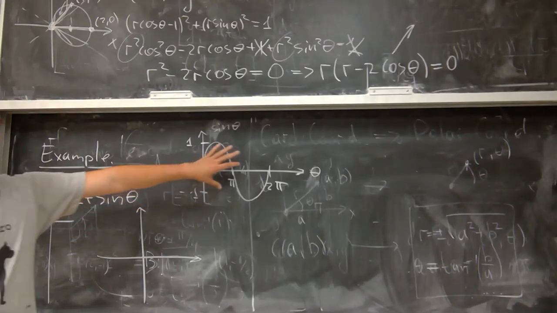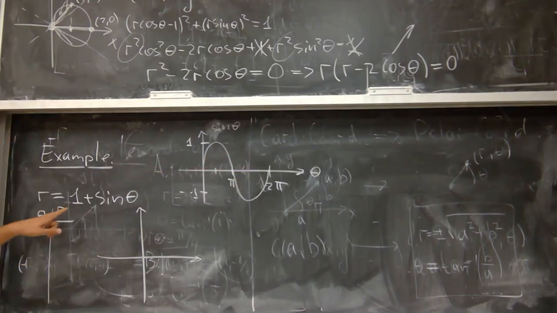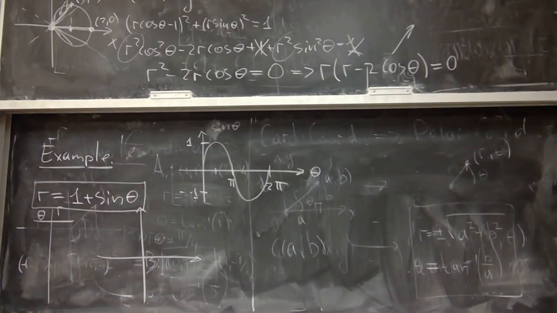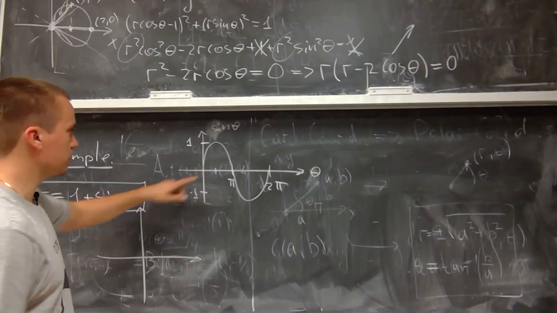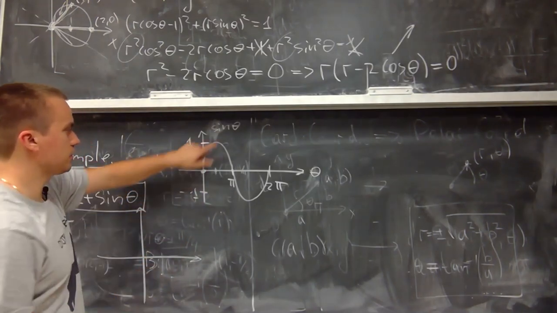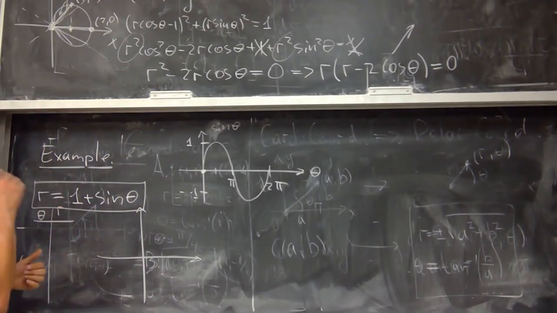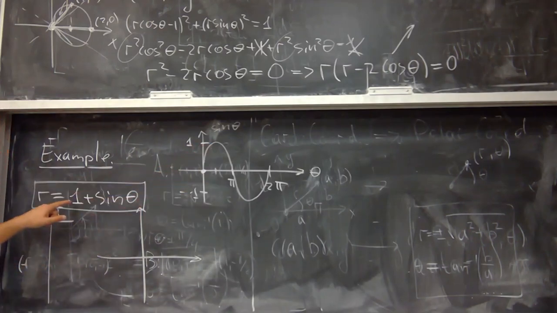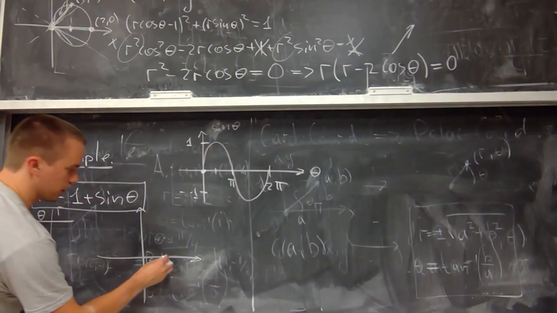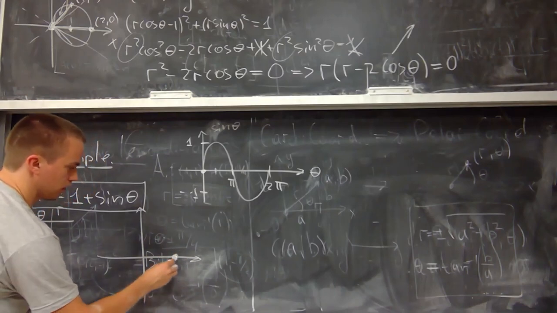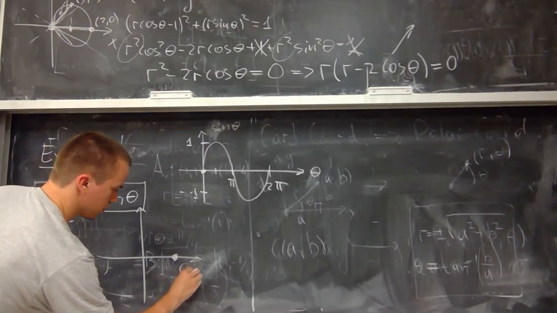So right now, by having this graph and this equation, I can see what's going on with my function. When theta equals 0, sine of 0 is 0. It's basically also a table, but I'm doing the table visually. 1 plus 0 is just 1. So for theta equals 0, I have this point, which is 1, 0.